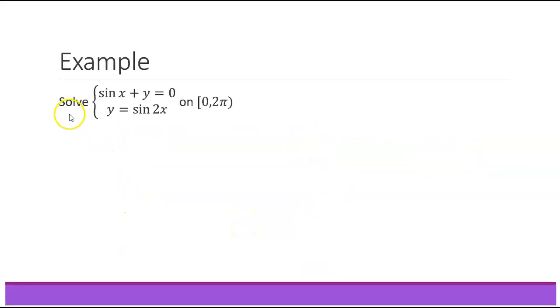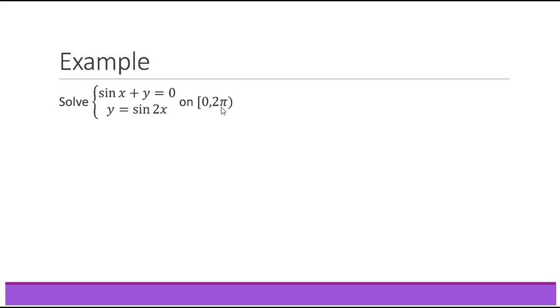In this example, let's go ahead and try a system of equations involving trigonometric functions. We want to solve sine x plus y is equal to 0 and y is equal to sine 2x, but we only want the solutions. We only want the points of intersection between the interval 0 and 2 pi.